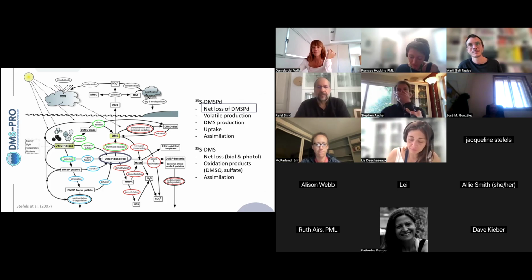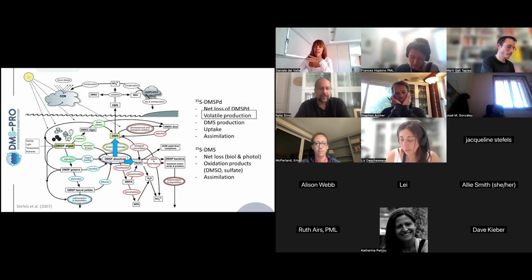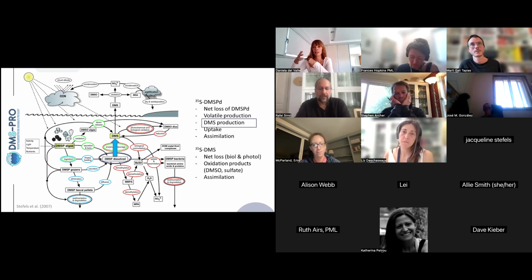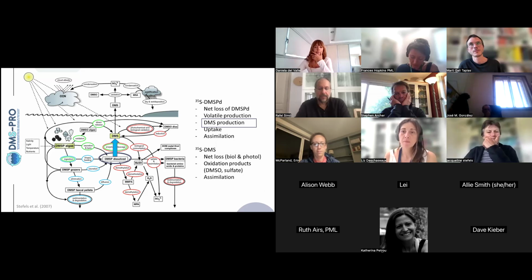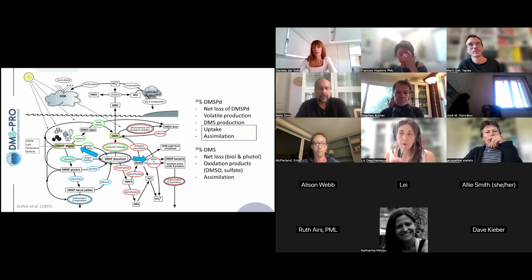So first we can measure the net loss of dissolved DMSP, which includes all the arrows that are coming out of this pool. We can also quantify the production of volatiles, but we can also specifically quantify the DMS produced from the consumed DMSP, which in the literature is normally referred to as the DMS yield. We can also quantify the uptake and the assimilation into macromolecules by microbial cells, phytoplankton, and bacteria.